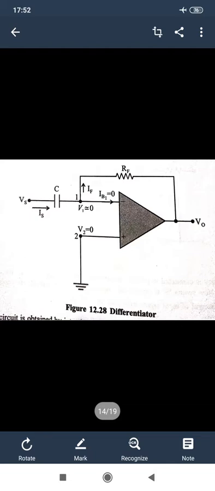So in this case we have reversed the positions used in the integrator, changing the positions of the capacitor and resistance. We use the resistance as a feedback element between the output and the input, and we use the capacitor with the source voltage Vs. The capacitor with the source voltage is connected to the inverting terminal of the op-amp, and the second terminal is our non-inverting terminal.